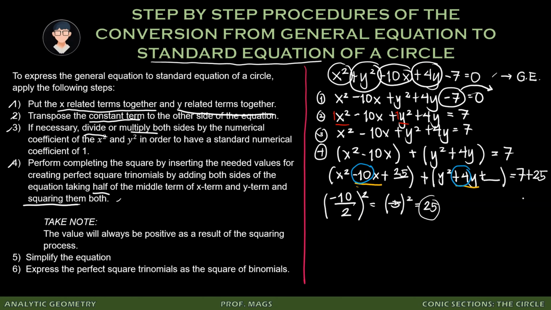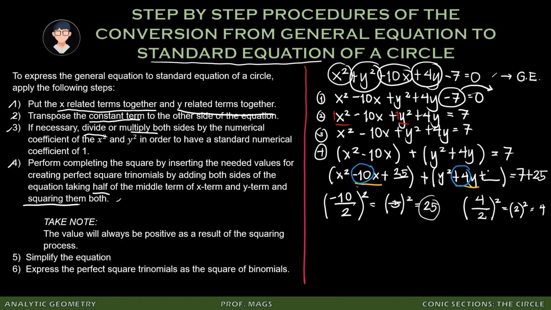Okay, so positive 25 din dapat yan. Dito naman sa ating y term, yung coefficient ng middle term ng y term natin ay positive 4 divided by 2 is square. Okay, ganyan lang yan. Then we have to lowest term nasa loob ng parenthesis. So 4 divided by 2 is 2 square. So 2 square is 4.